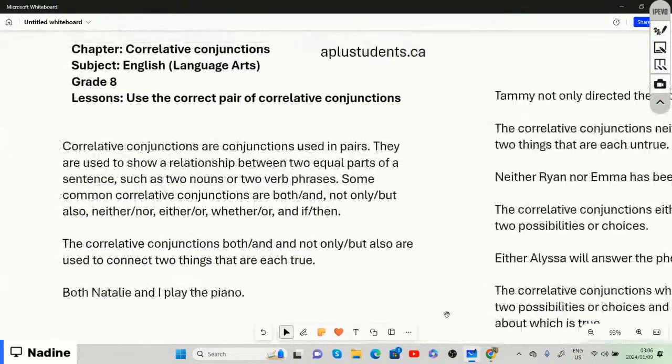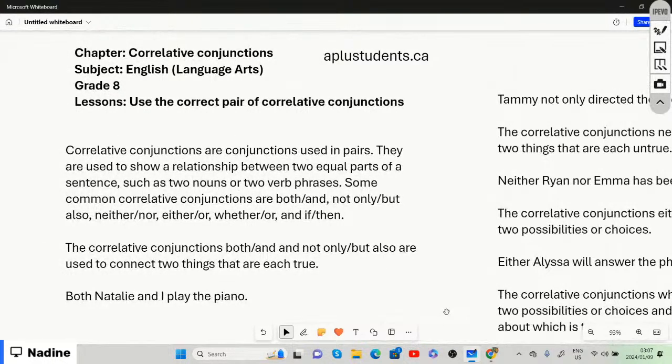So our chapter is correlative conjunctions. Our subject is English language arts, grade 8. And the lesson that we're going to be focusing on under our chapter of correlative conjunctions is to use the correct pair of correlative conjunctions, right? And we are doing our lesson on aplusstudents.ca.